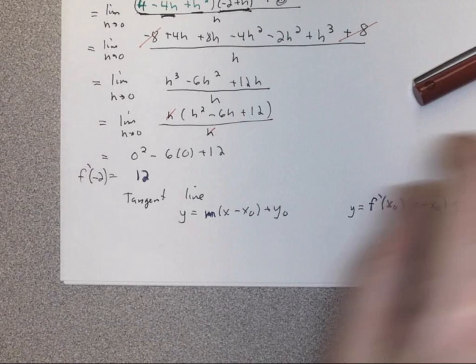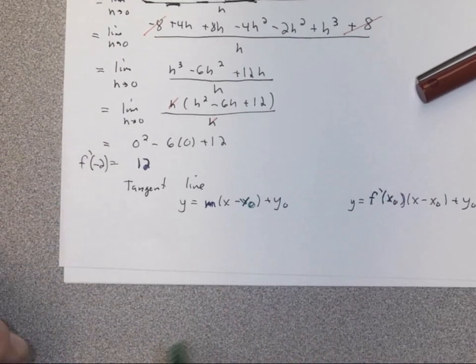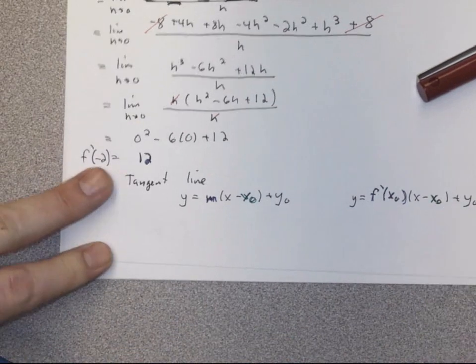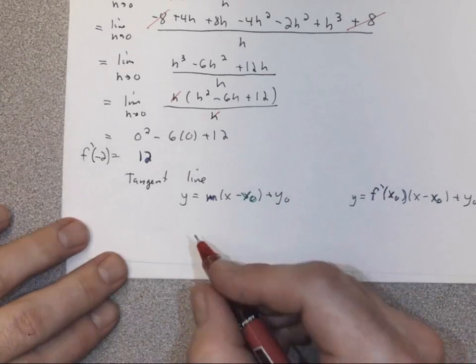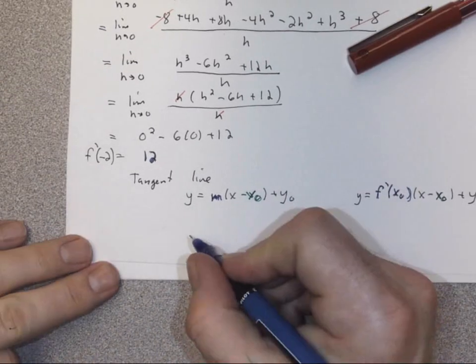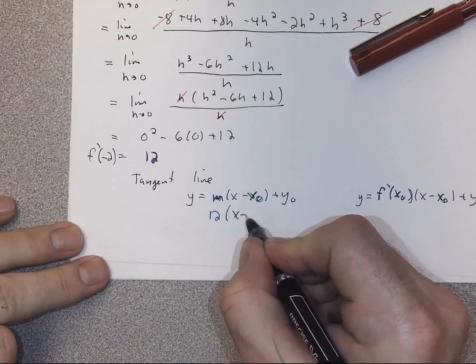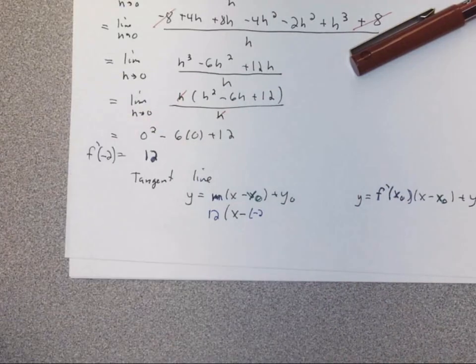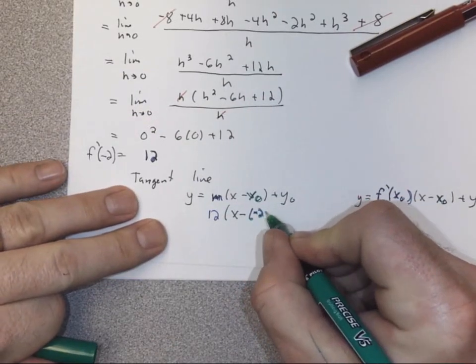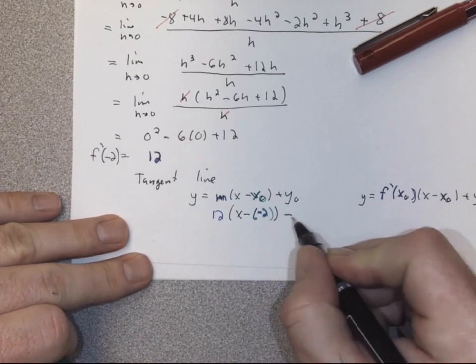And then your x naught comes from the point that they gave you, and then your y naught comes from the y coordinate of the point. So what's m in this case? What's the derivative? Okay, so it's 12 times x minus negative 2. It's supposed to be in green. Negative 2. And then plus what's y naught? Negative 8. Plus negative 8.